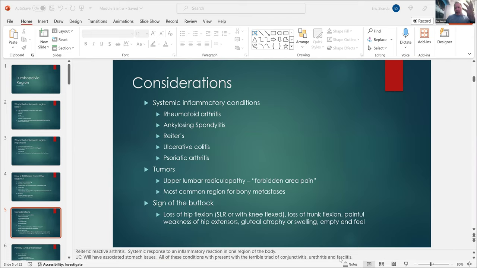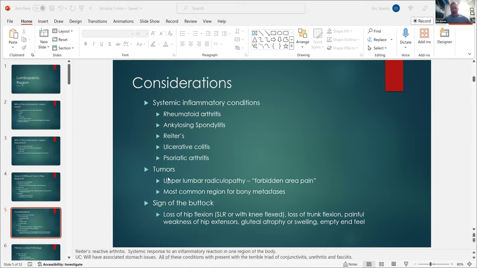So you can ask people about these things. If you see somebody coming in that has what you're considering potentially to be a systemic issue, it's a good idea to ask them about these other things. Do you have issues with your eyes? Do you have issues when you urinate? Do you have issues with these fascial areas? It's helped me catch a few of these things that we've then had to send patients off to get tested for. Once we found them, they're able to get medicated and we're able to work with it a little bit better.